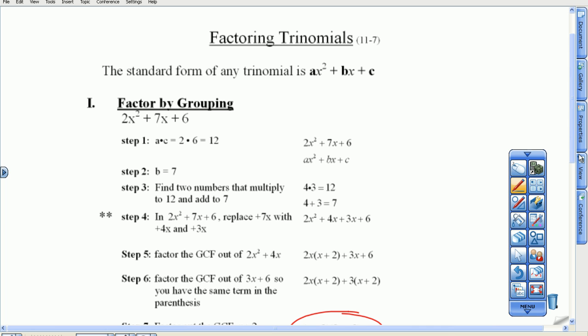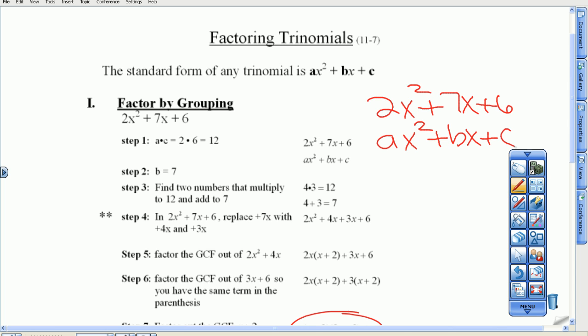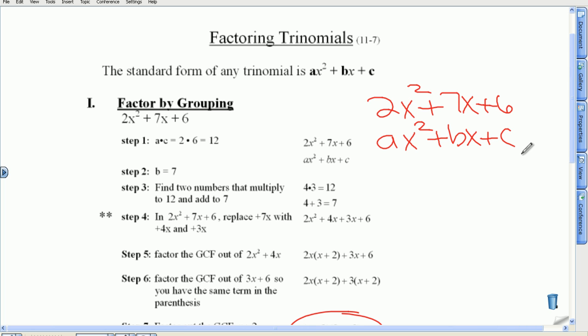Okay? In order to be able to use this method, you need to be able to identify in the trinomial what a, b, and c are. So ax squared plus bx plus c is the basic form of a trinomial. A is the number in front of x squared, so a is 2. B is the number that precedes x, b is 7, and c is the number at the end. Okay, so c is 6 in this case.